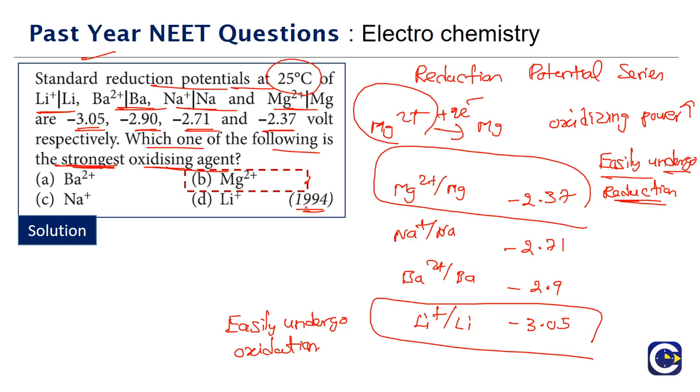the higher ones will easily undergo reduction relatively. Lower ones will easily undergo oxidation. Means higher ones will have a high oxidizing power, and lower ones, since they easily undergo oxidation, we can say their reducing power is high. That's why all metals sit at the bottom of the reduction potential series. Their reducing power is high. Metals are good reducing agents. But this question is not about the reducing power. This is about the oxidizing power. Among the given ones, relatively, which is the strongest oxidizing agent? It is, of course, Mg2+.